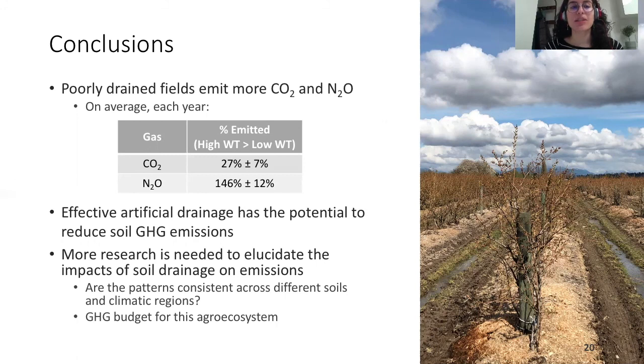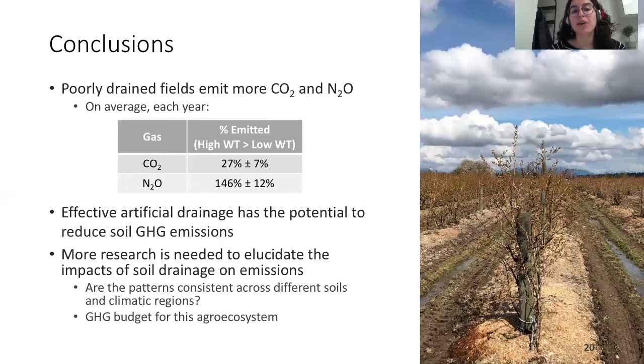In conclusion, my study indicates that poorly drained fields emit more carbon dioxide and nitrous oxide than better drained fields. On average, each year, the high water table group emitted 27% more carbon dioxide and 146% more nitrous oxide than the low water table group, which indicates that effective artificial drainage has the potential to reduce soil greenhouse gas emissions. However, more research is needed to elucidate the impacts of soil drainage on emissions.